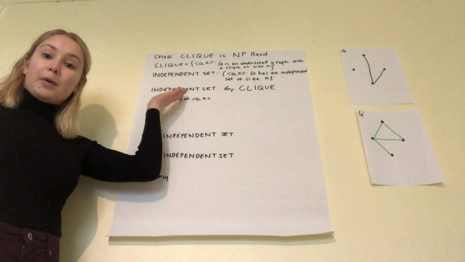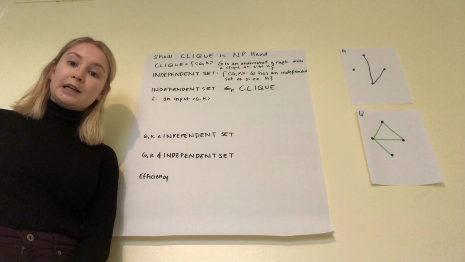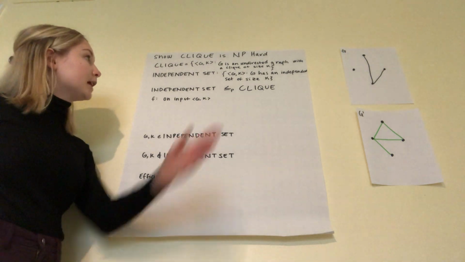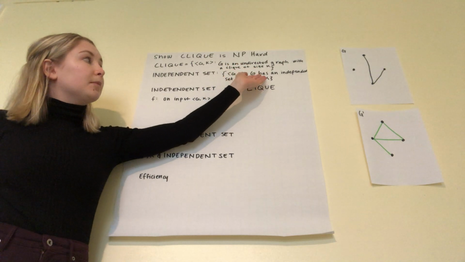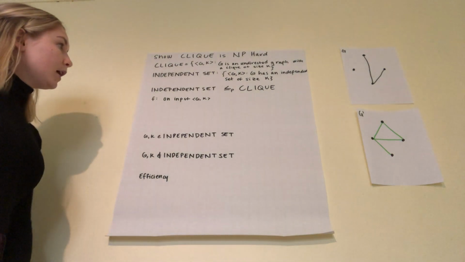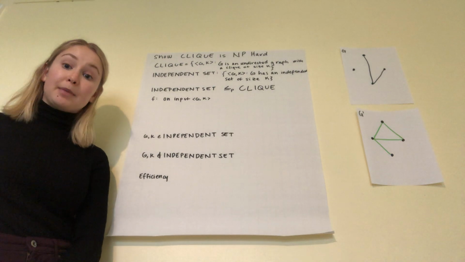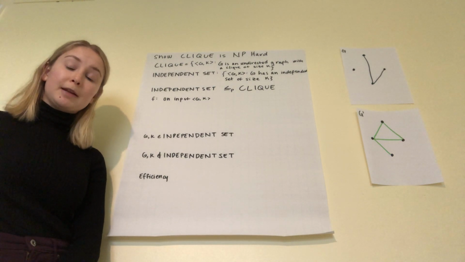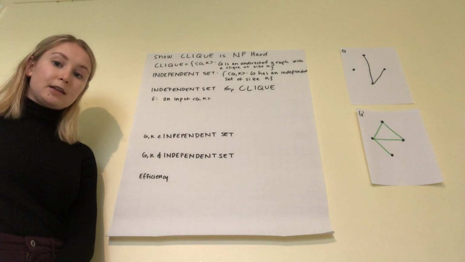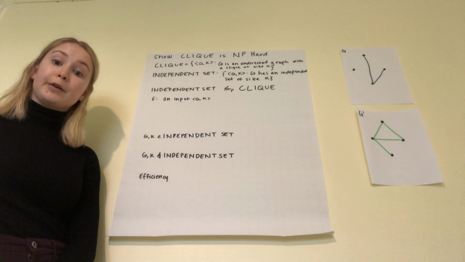I've written the definitions of both up here just as a reference. And so Clique takes in a G, K where G is a graph with a clique of size at least K, and independent set takes in a G, K where G is a graph with an independent set of size at least K. And so in order to show that independent set polynomial time mapping reduces to Clique, we'll need to map instances of independent set to instances of Clique and non-instances of independent set to non-instances of Clique in polynomial time.